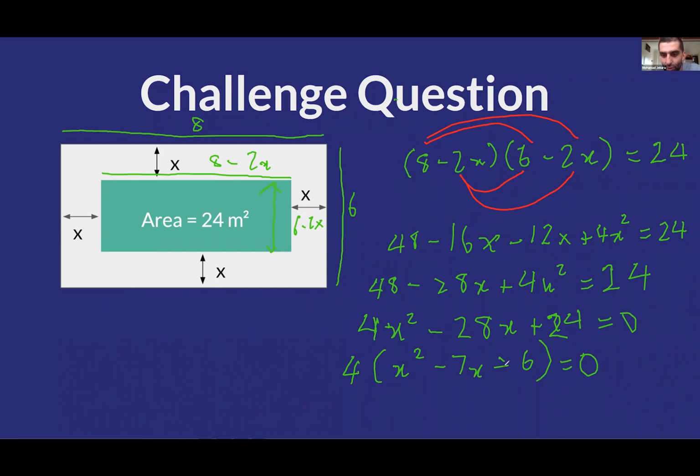So we need now two numbers that multiply to give plus 6 and add to give minus 7. Obviously they both have to be negative so that they can add to a negative number, but multiply to a positive number, and it's going to be negative 6 and negative 1. So we basically have 4 outside of x minus 6, x minus 1 equals 0.